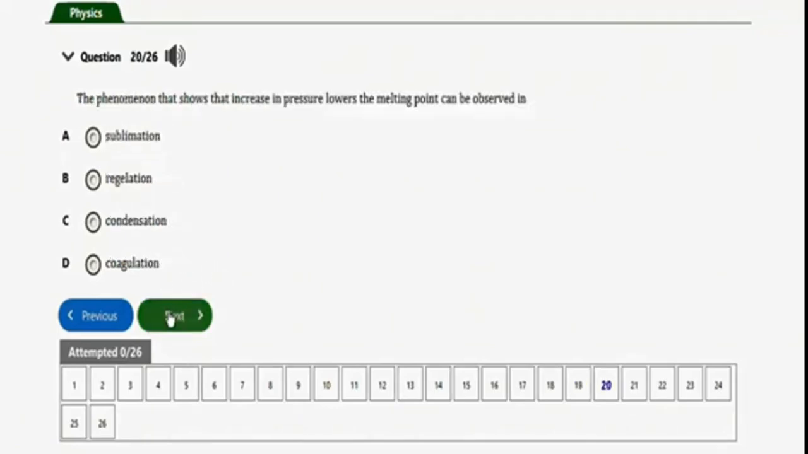Next question is this one. It says, the phenomenon that shows that increase in pressure lowers the melting point can be observed in the of sublimation. We have regulation, condensation, coagulation. Correct option is option B, which is regulation.